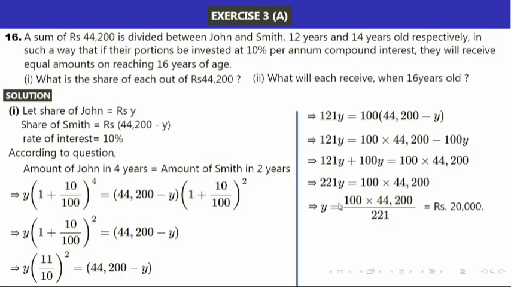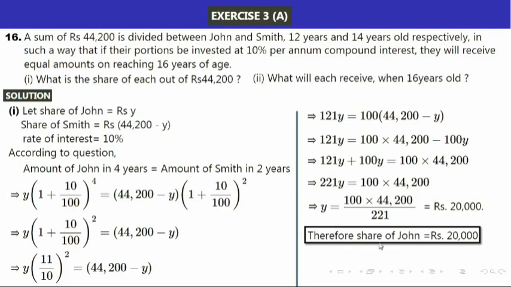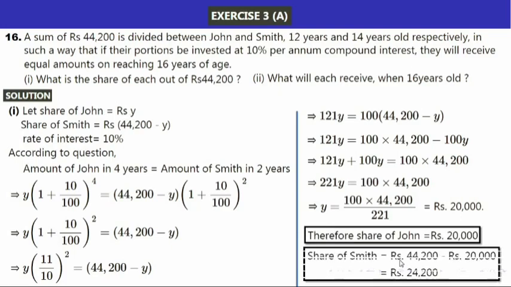And what is y actually? y is the share of John, remember. So the share of John is this much and the share of Smith is this much. The first question was what is the share of each out of this sum, so we got their shares.